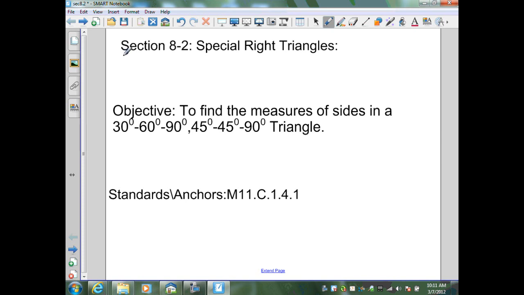Section 8.2, special right triangles. In this section, my special right triangles are going to have angle measures of 30 degrees, 60 degrees, and 90 degrees, and an isosceles right triangle with measures of 45 degrees, 45 degrees, and 90 degrees.